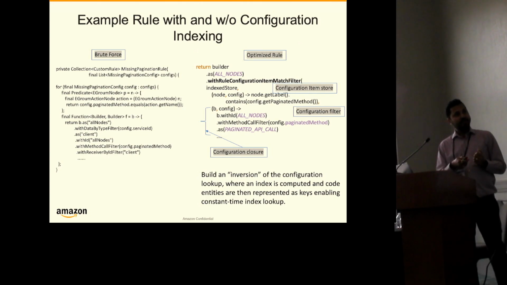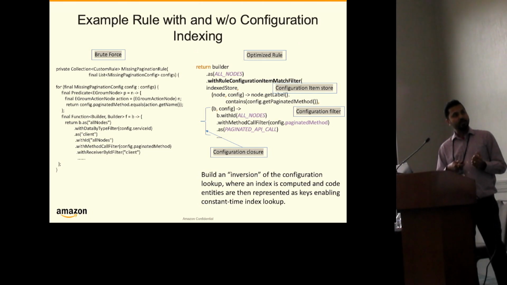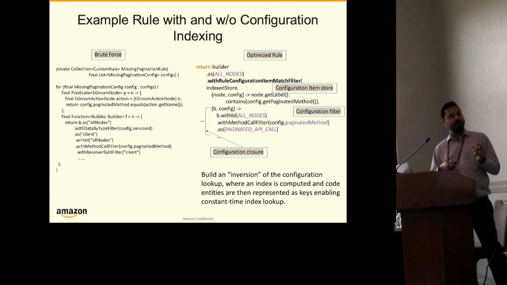So the code on the right is the optimized way of writing GQL code using this new predicate for indexing into a configuration dynamically when the rule evaluates on the MU graph, compared to the code on the left, which is an unoptimized version, a brute force way. And we used to have this code in production, but then oftentimes we would have timeouts, right?